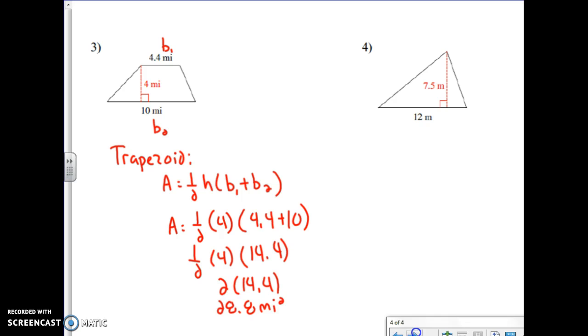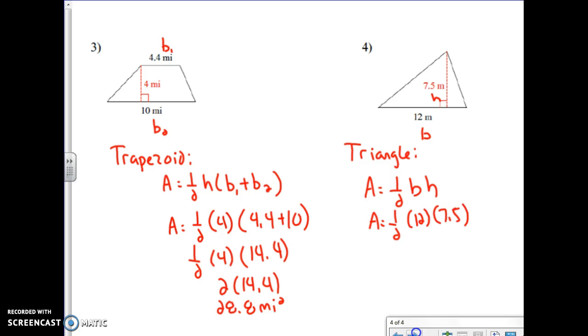And then the last one is just a triangle. If I remember, the area of a triangle is 1/2 base times height. This is my base, that's my height. So I'm taking half of 12, which is 6, times 7.5, which gives me 45 meters squared as my area.